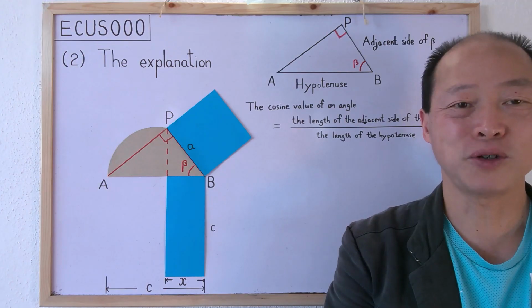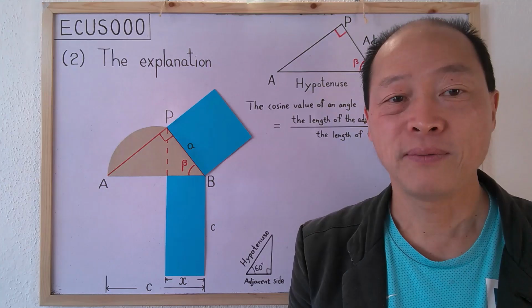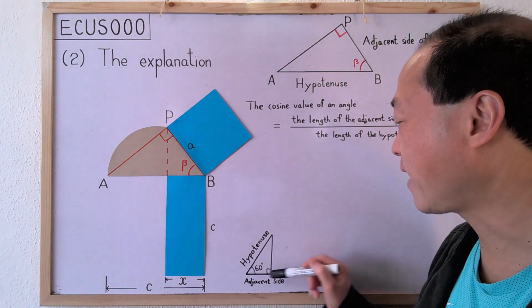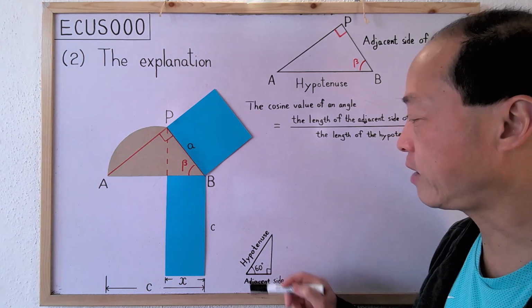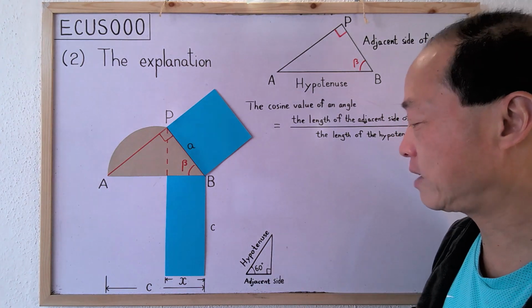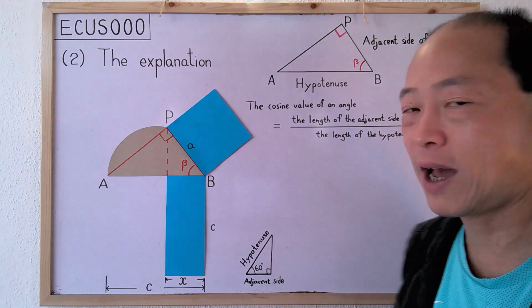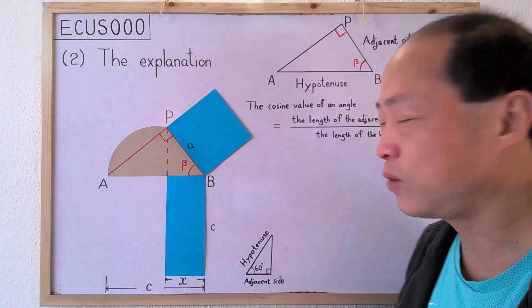There are 2 points to note. First, if the angle is fixed, the cosine value of the angle is also fixed. For example, in this diagram, we first measure the length of the adjacent side and the length of the hypotenuse. Then we divide the length of the adjacent side by the length of the hypotenuse, and we will know the cosine value of this 60-degree angle.